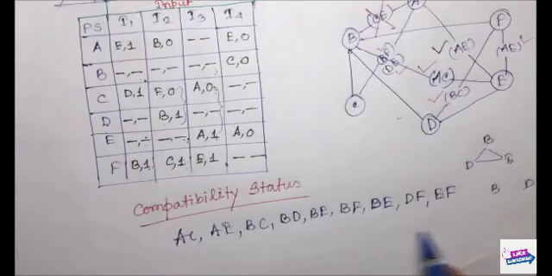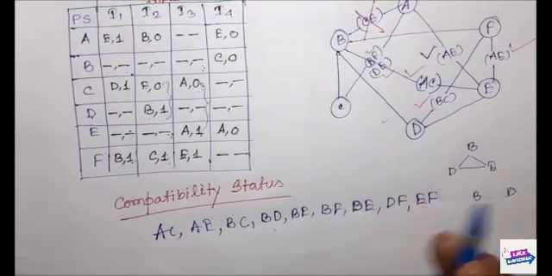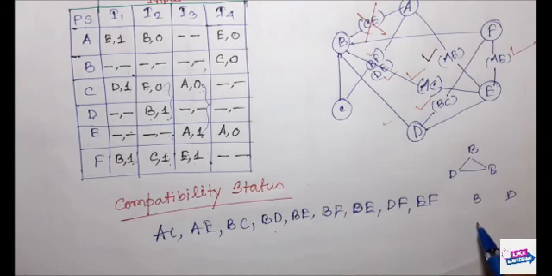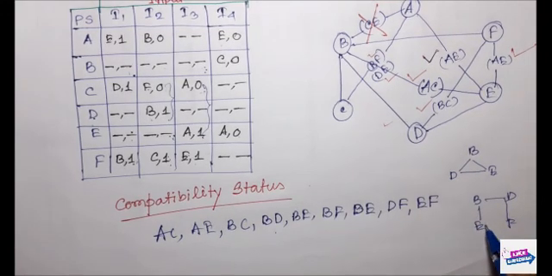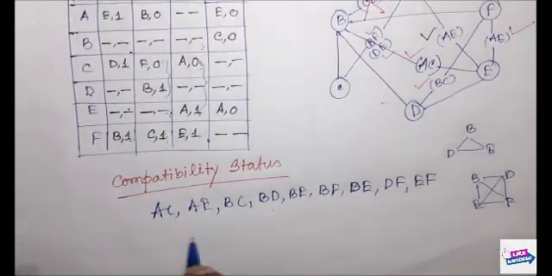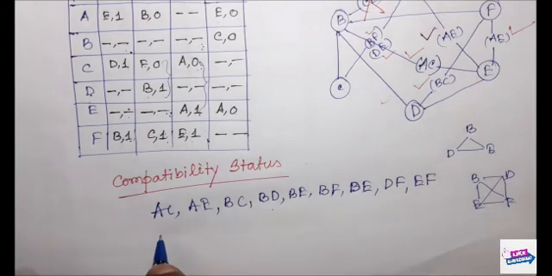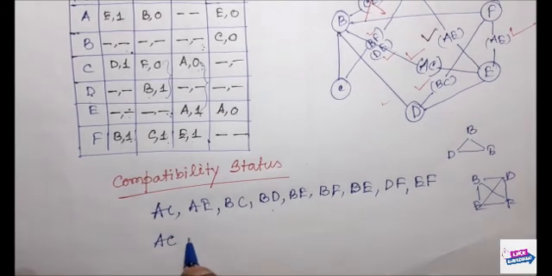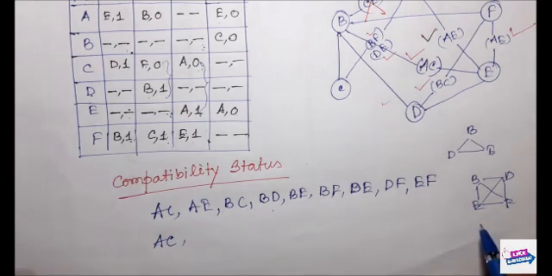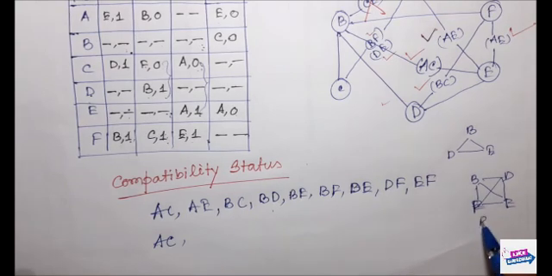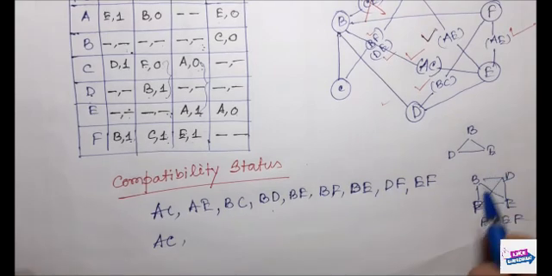So, here we have seen that BD and EF, BDEF also form a complete polygon. So, we can reduce the number of compatible pairs. So, AC, and we can write BE or you can write BDEF. So, let me write BDEF. So, BDEF we can write here, and from BDE we can write from here also.